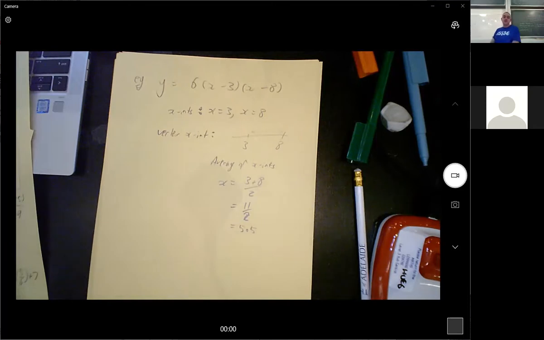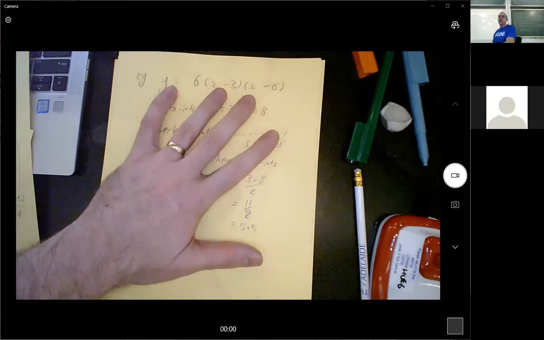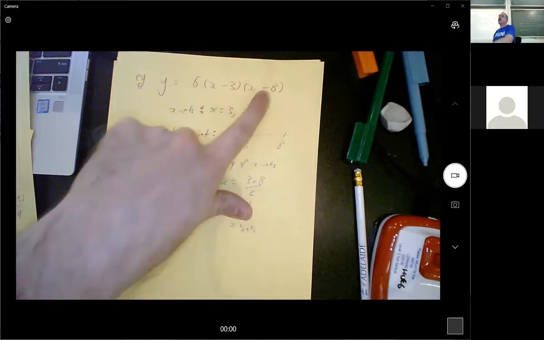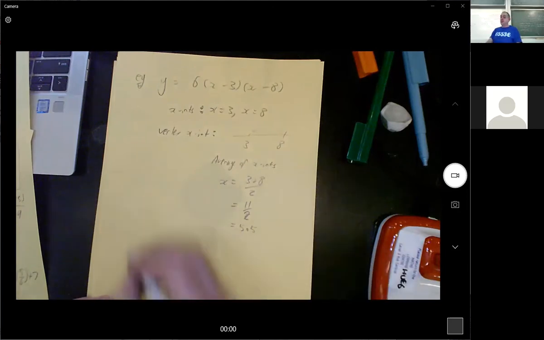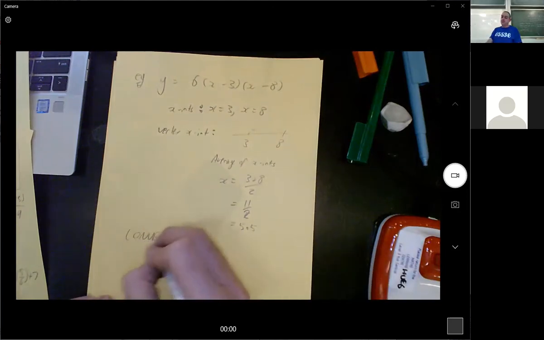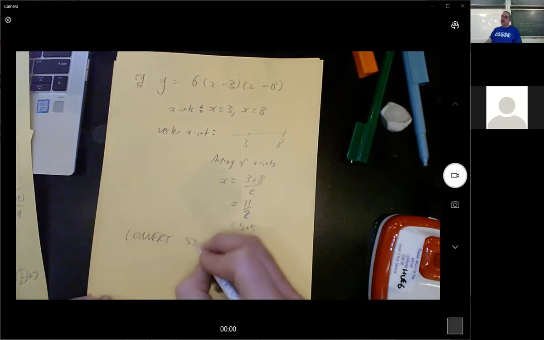Yeah. And the only other thing is how to convert between these. I've already shown you how to convert from standard to factorized, which doesn't always work, but if you're lucky, you can do it. To convert from factorized to standard, you expand it out. And to convert from vertex to standard, you expand it out. The tricky bit is converting standard to vertex.